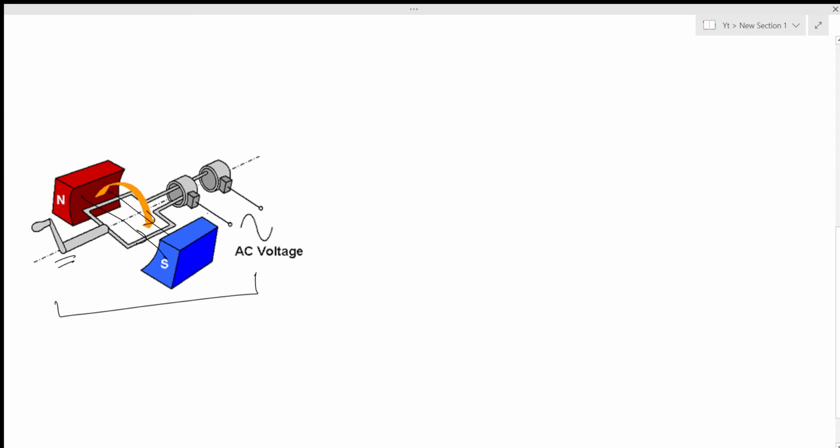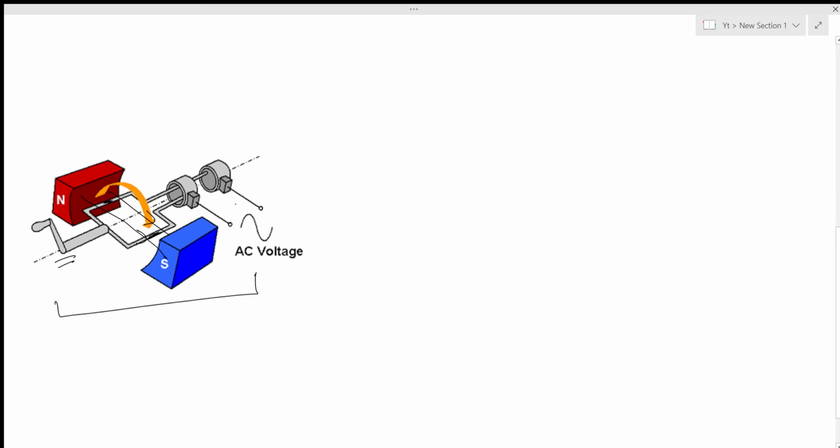induced. Well, most often you have to mention EMF, but you can also get away with mentioning current. So when you rotate this, let's say you're rotating it in this direction, a current would be induced in this part and in this part.